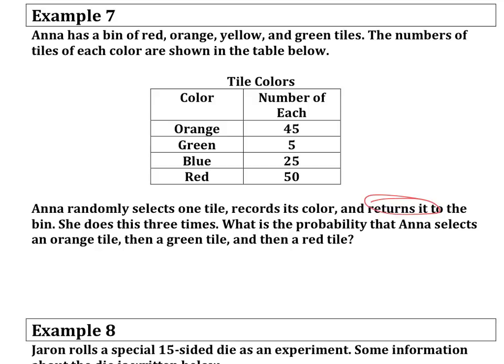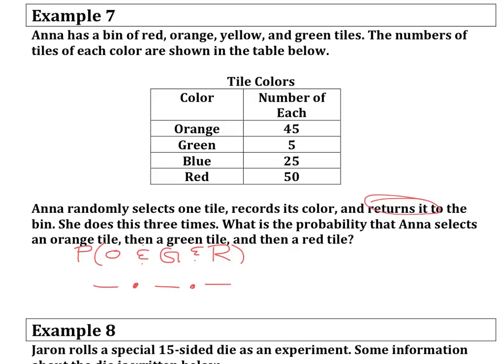I want to know what is the probability that Anna will get an orange tile, and then a green tile, and then a red tile. All right, so she's picking 3 things. Guys, you're going to have 3 fractions. Remember, and in probability means to multiply because you're getting something and something else.